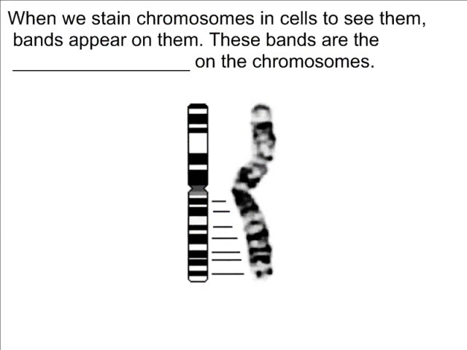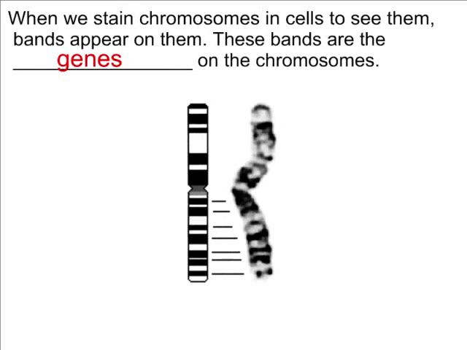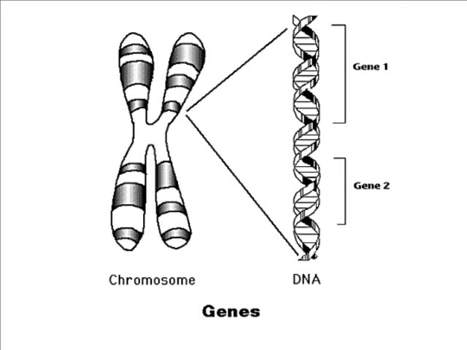Now, when we visualize cells under a microscope, we stain them to see them. And when that happens, these bands appear on the chromosomes, which are basically the genes being visualized. Each of the bands is a gene. So we have a gene here, and a gene here, and a gene here. Each of those are genes. If you remember, they're just segments of DNA that control a particular trait.